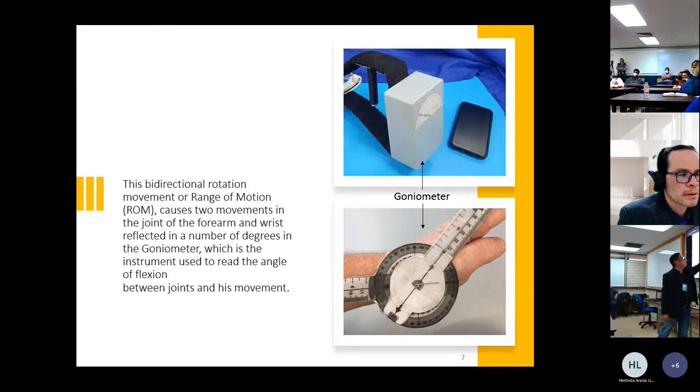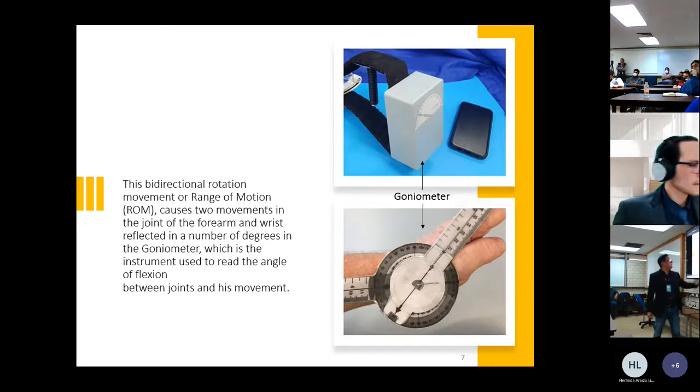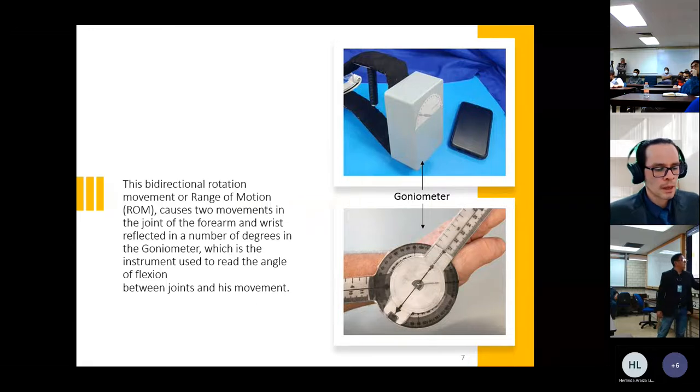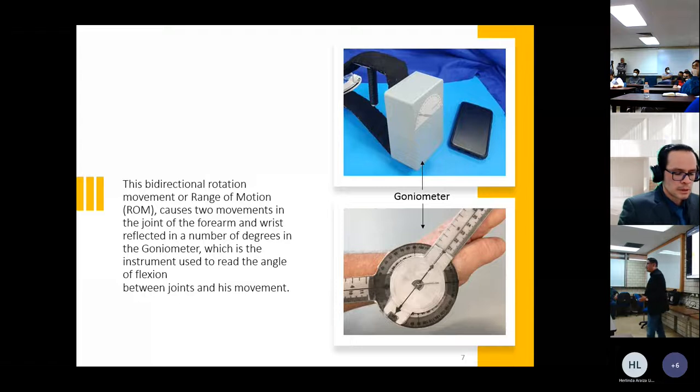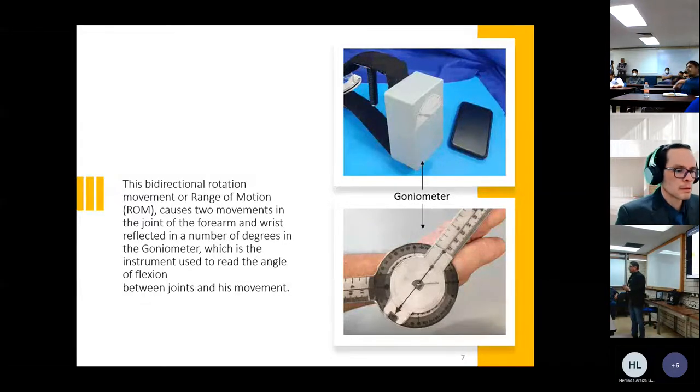This is the photograph of the device. These are the movements that this system allows the patient to do, because the patient cannot move the hands. This movement, and the hand is closed.